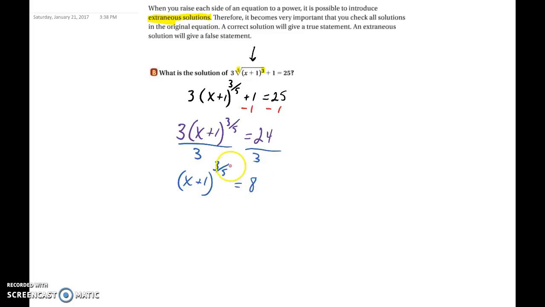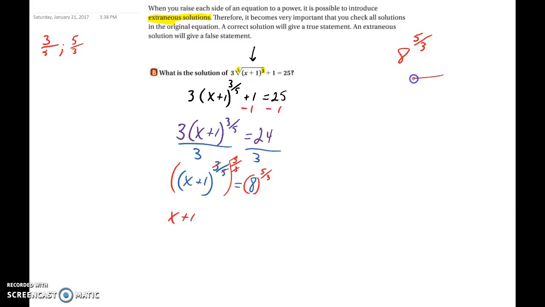And then, in order to get rid of this rational exponent, we need to raise it to the reciprocal power. So 3 over 5's reciprocal is 5 over 3. So we'll raise it to the 5 over 3 power. And what we do to one side, we have to do to the other. Here, since we're multiplying, the exponents cancel out, and we're left with x plus 1. Off to the side, 8 to the 5/3 power.